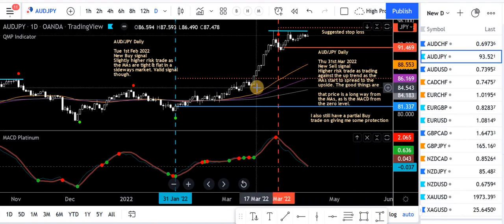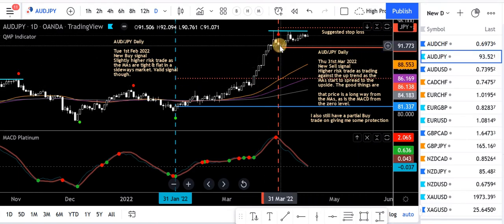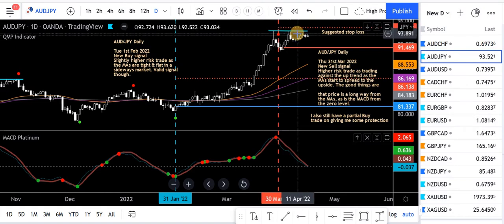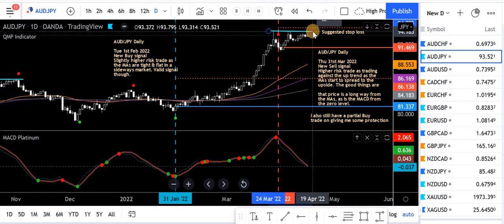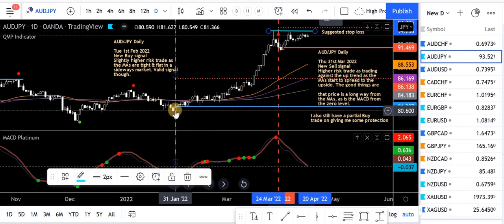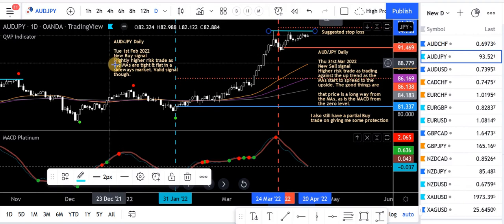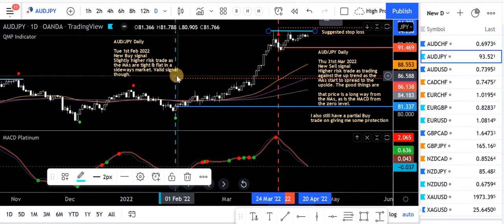Aussie Yen, similar scenario. Here's a sell here. It's gone up close, nearly taken out the high. Hasn't hit my stop. Still along the high here. Not going that flash. But in the meantime, I'm in a buy from back here. So the 1st of Feb, I'm still in a buy here. Here's a stop for the buy.